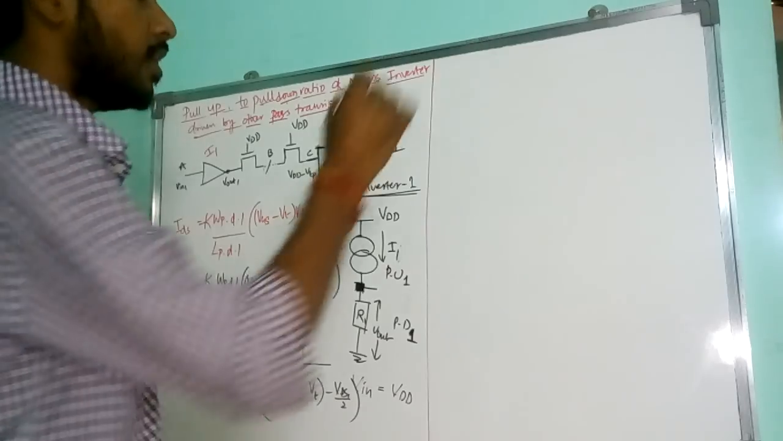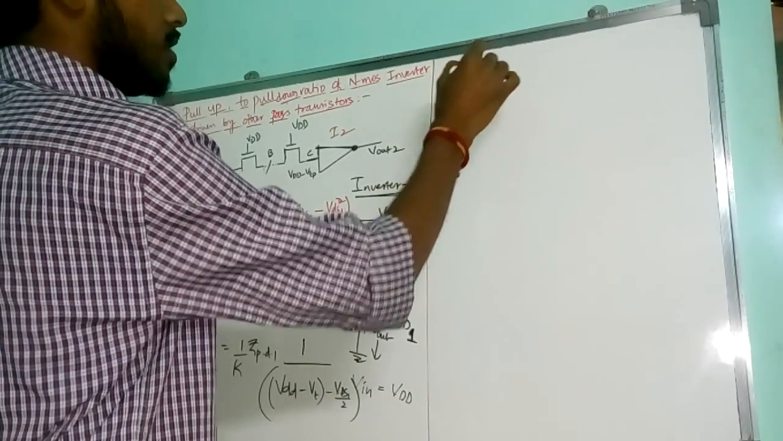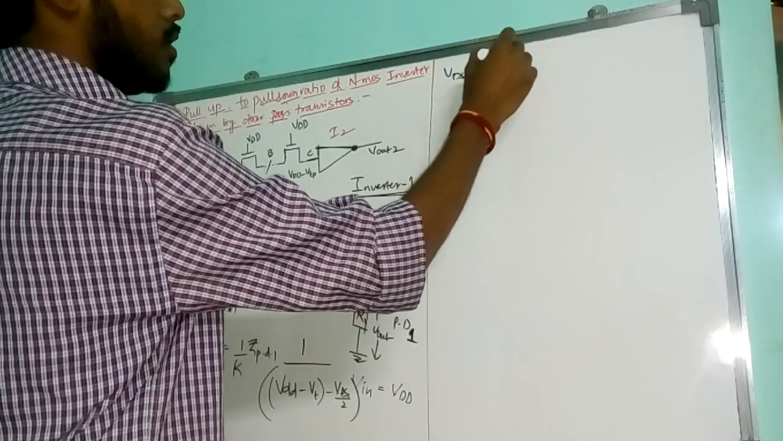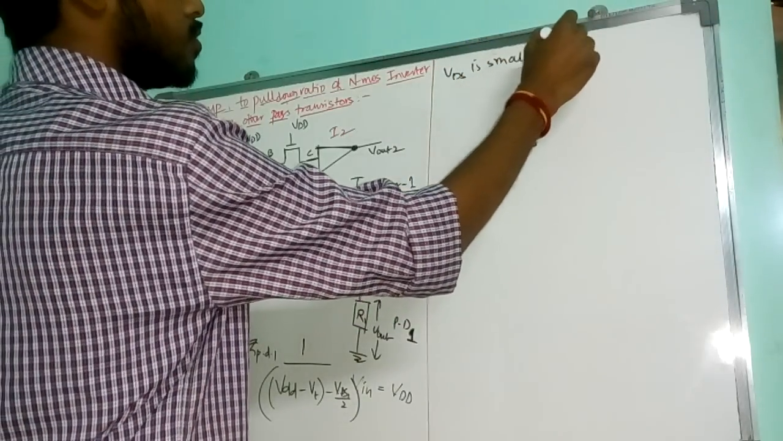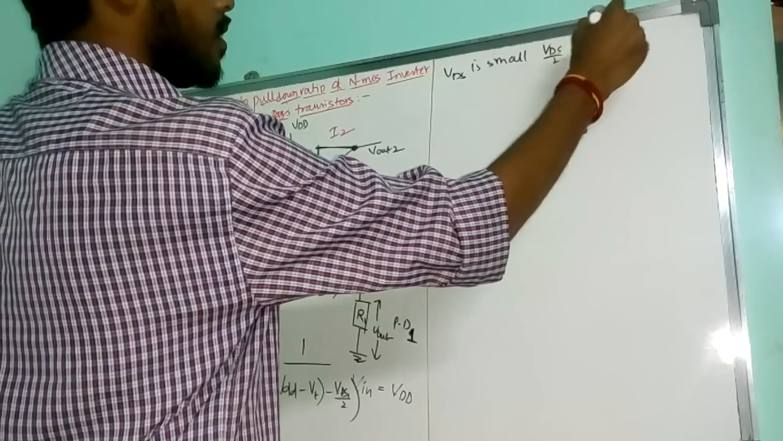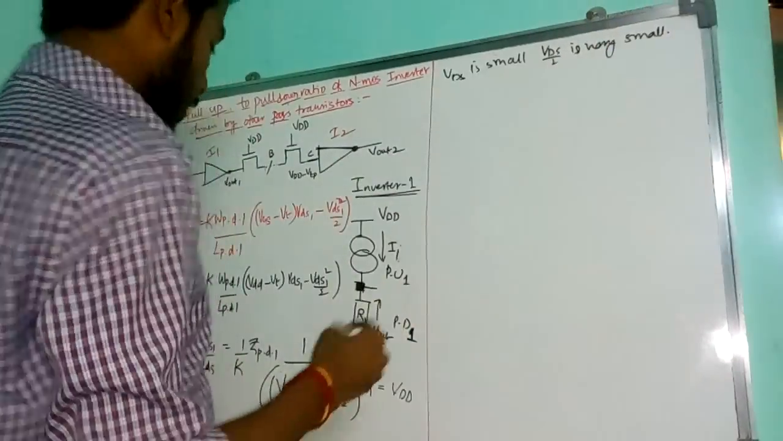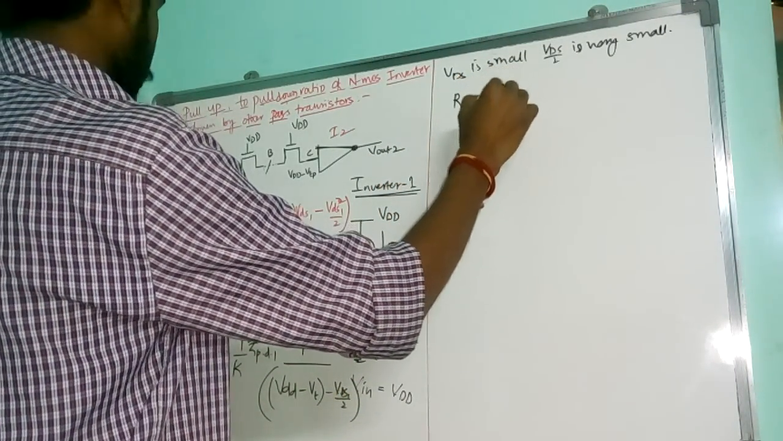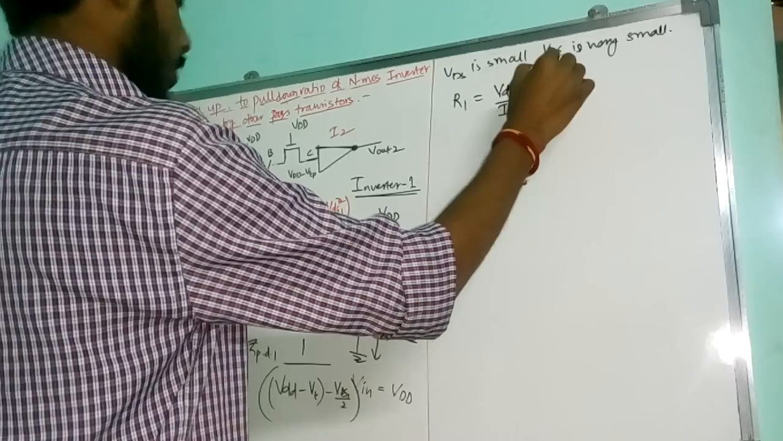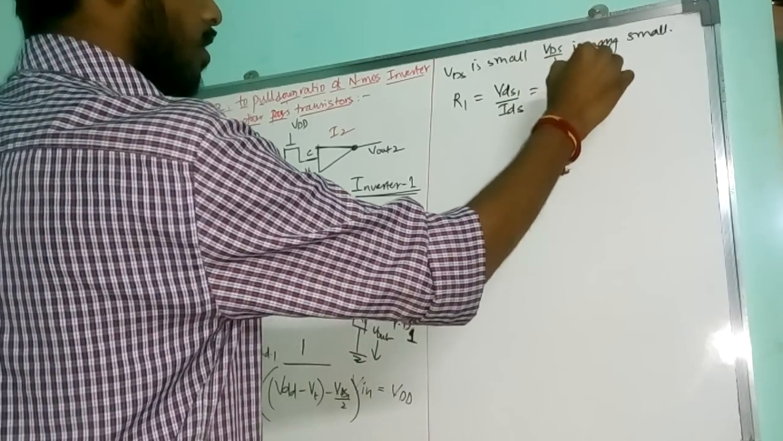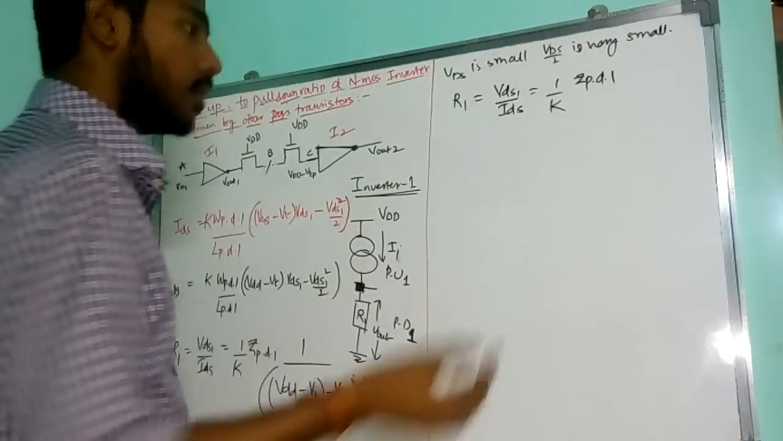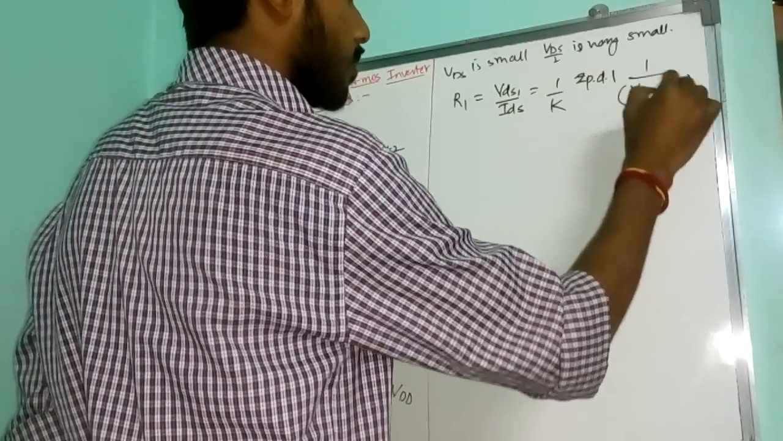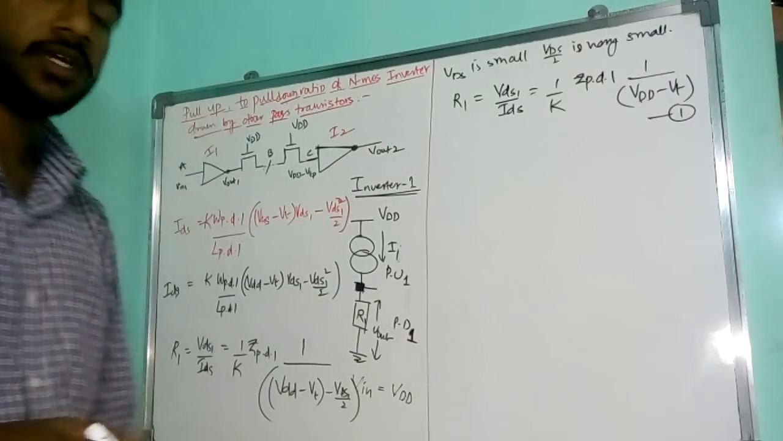But VDS is small, then VDS by 2 is also very small, so we neglect that VDS by 2 term. We get R1 equal to VDS1 by IDS, equal to 1 by K, Z of PD1, into 1 by VDD minus VT. Let this be my first equation.